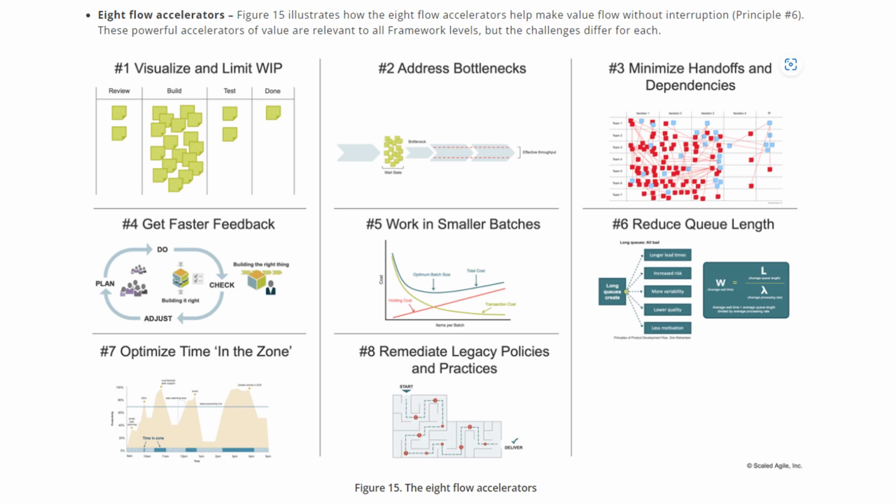First one is visualize and limit WIP. The second one is address the bottleneck. Third one is minimize the handoffs and dependencies. Fourth one is get faster feedback. Fifth one is work in smaller batches. Sixth one, reduce the queue length. Seventh one, optimize the time in the zone. Eighth one, remediate the legacy policies and practices. So these are the 8 flow accelerators that support the new principle of SAFE, principle number 6, right?